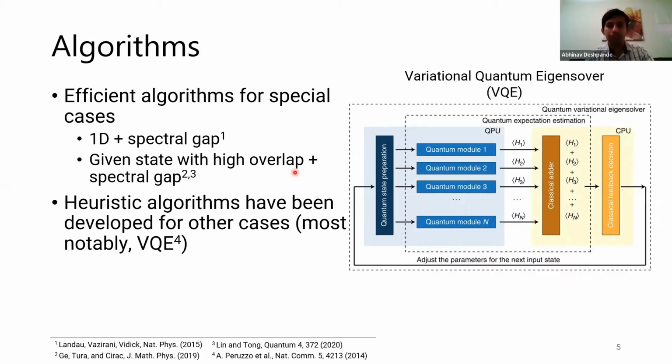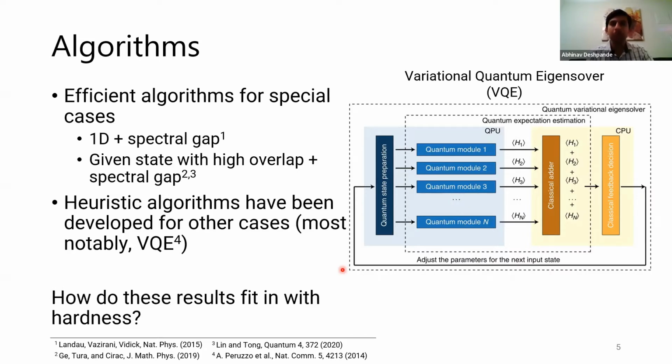But for other cases, we mostly have a lot of heuristics, and one very popular heuristic algorithm is the variational quantum eigensolver, also called VQE. And this has been widely successful, and it's fair to say that we don't understand why. So one question is, how do these results fit in with the hardness results that we saw earlier?